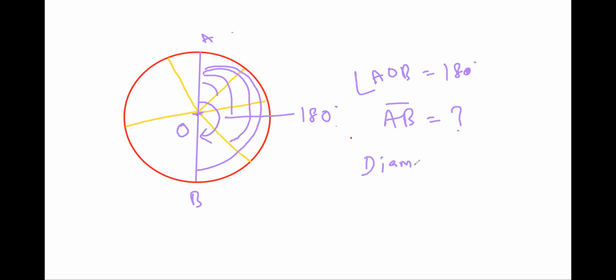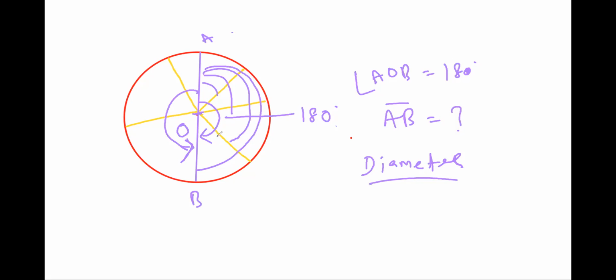This is called diameter. Now is it clear to you? So this is diameter. Diameter means if you take two radius whose angular measurement is 180 degrees. Sir, can you tell the diameter definition?